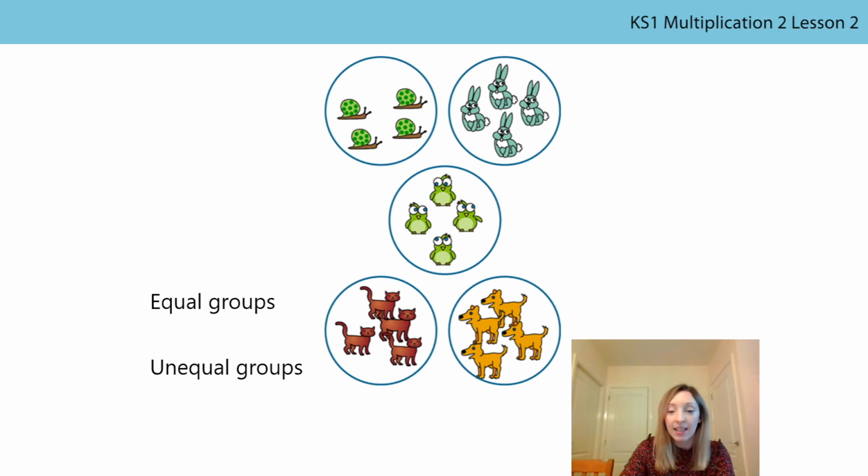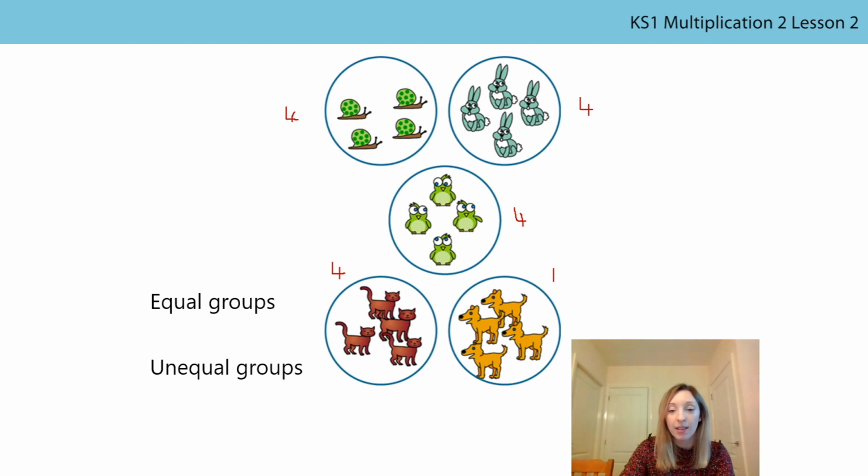Let's start by looking at our snails. Can you count how many snails you can see? Fantastic, there are 4. I'm going to write 4 so I don't forget. Let's have a look now at the rabbits. How many rabbits can you see? Fantastic, there are 4 rabbits. How many birds can you see? Brilliant, there are 4 birds. How many cats can you see? Fantastic, I can see 4 cats. And how many dogs can you see?